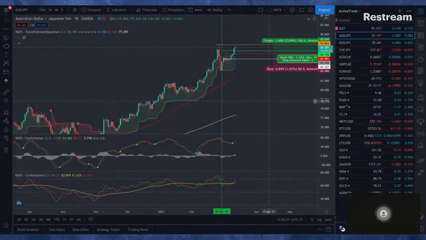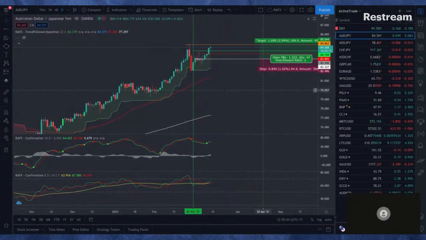Those pairs hit the 1 hour risk reward ratio. So let's check first AUD JPY. Since this is still in an uptrend, my position here should stay or hold, because I don't see any reason yet to exit my position.